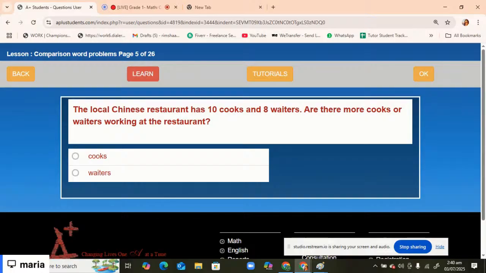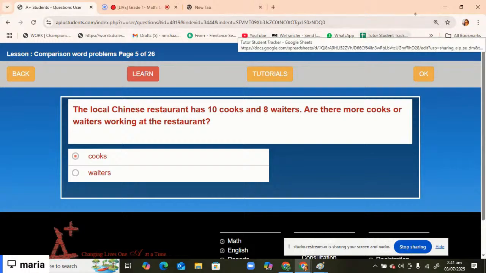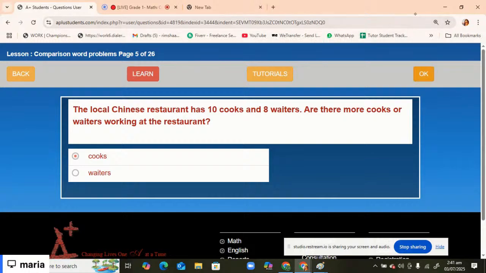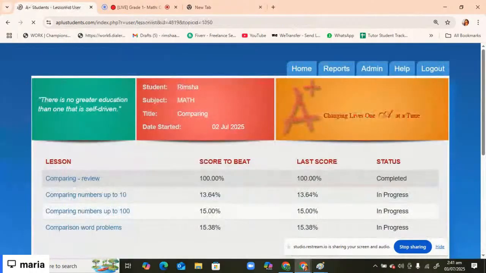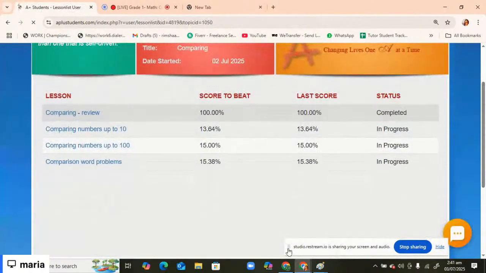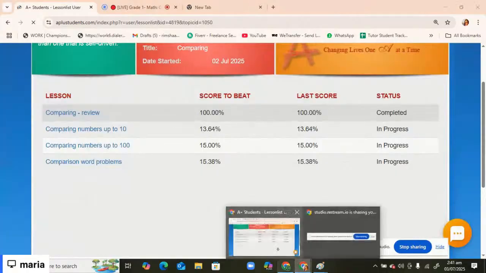So the cooks are more as compared to the waiters. Okay. So we go with the cooks. So hope you guys understand this lesson as well. So solve the rest of the test questions regarding this lesson by yourself.